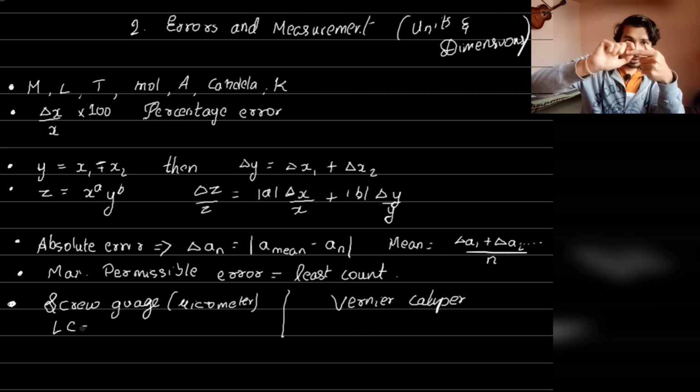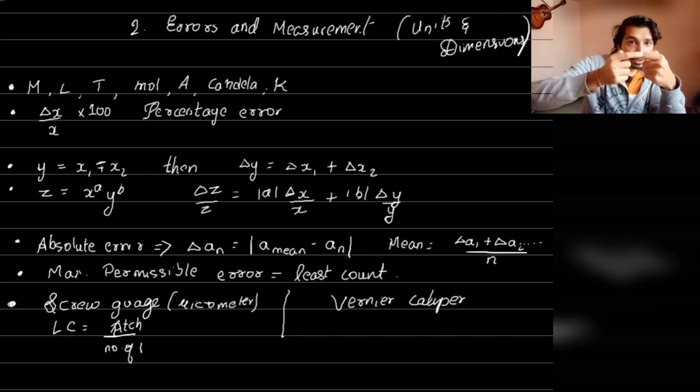When you rotate it one time completely, in one full rotation of the circular scale, how much distance does it cover on this linear scale? See, it starts from here, and in one full rotation it covers this much distance. That is called the pitch. How much distance it covers in one full rotation is called the pitch.